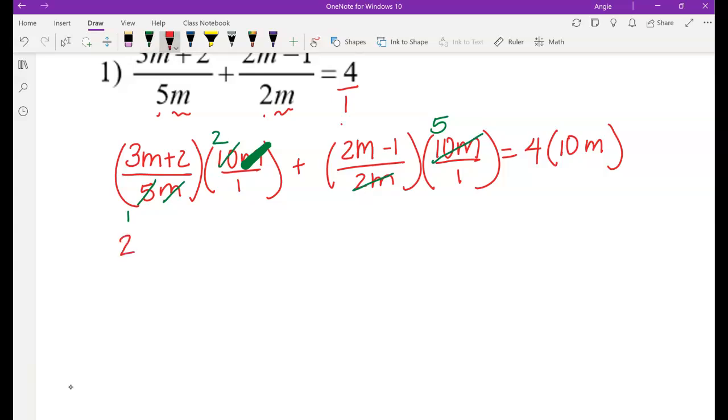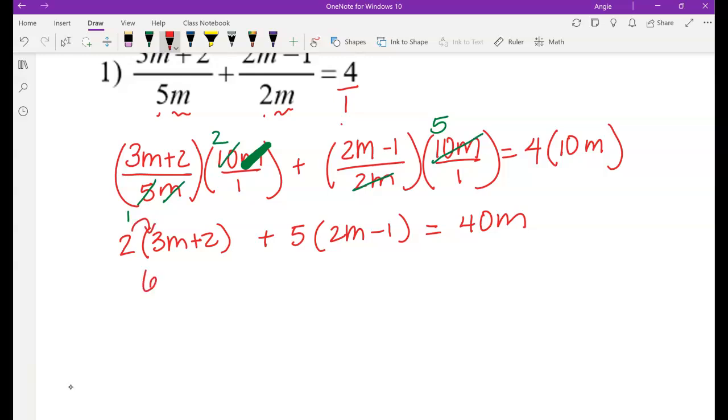So we currently have 2 times (3m + 2). Those are the numerators that are left. Piece number 2, we have 5 times (2m - 1). Piece number 3, 4 times 10m is 40m. Now we are going to distribute and use basic algebra to solve.